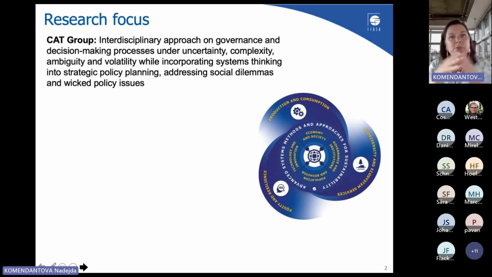So we look at how decision-making processes under uncertainties are being formulated and shaped, and what kind of tools could support here in the decision-making processes, especially for so-called social dilemmas and weak policy issues, when we have several views, several positions of stakeholders, several priorities and preferences.